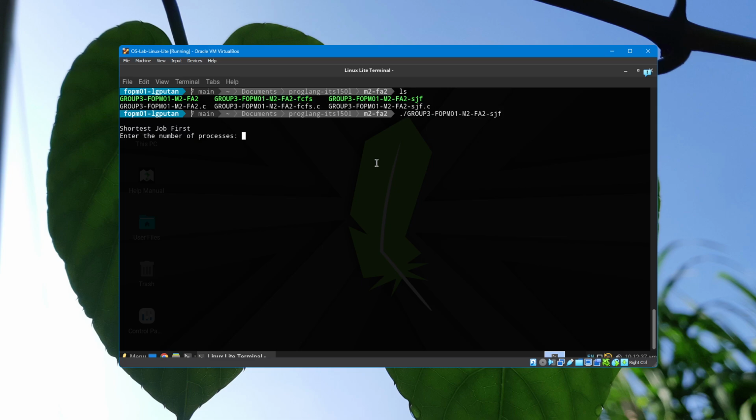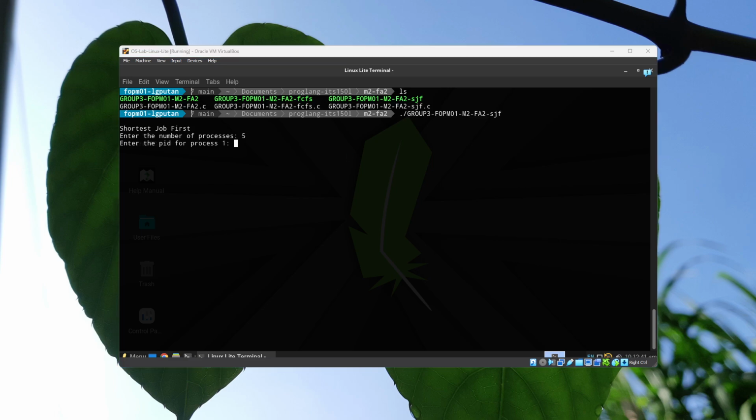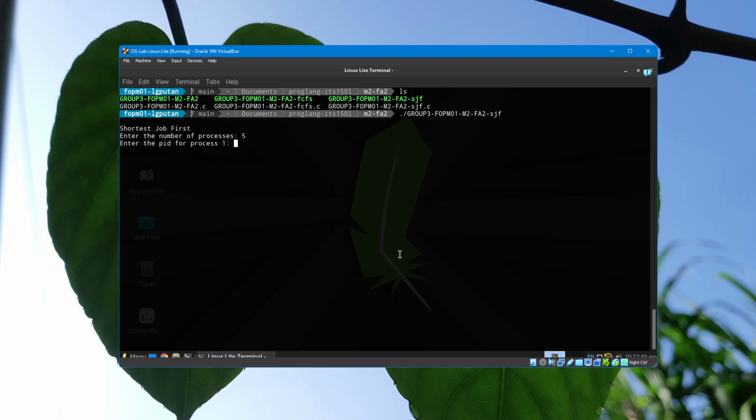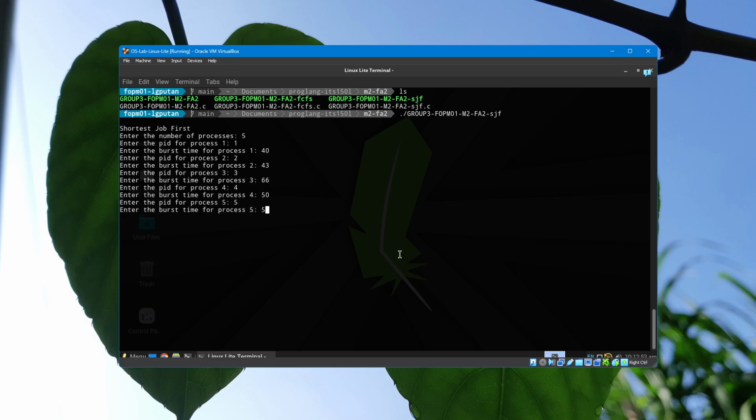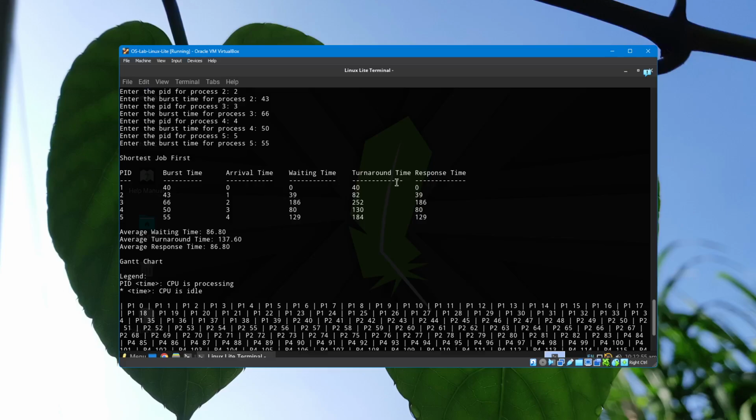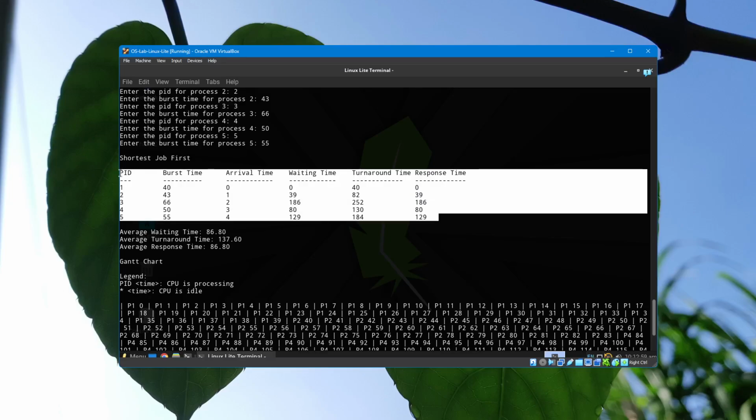So now we would need to have 5 processes, and the first is going to be for process 1 with 40 burst time, 2 with 43, 3 for 66, 4 with 50, and 5 for 55. And we can see here the statistics that we've computed, right?